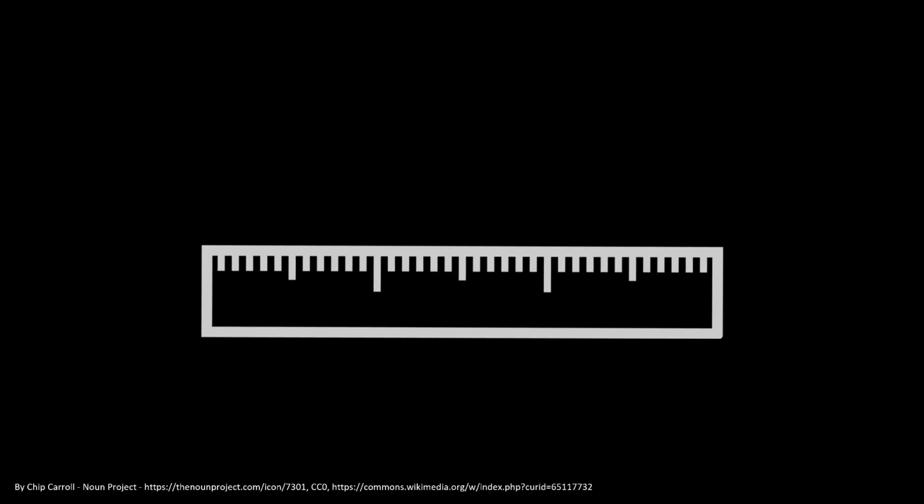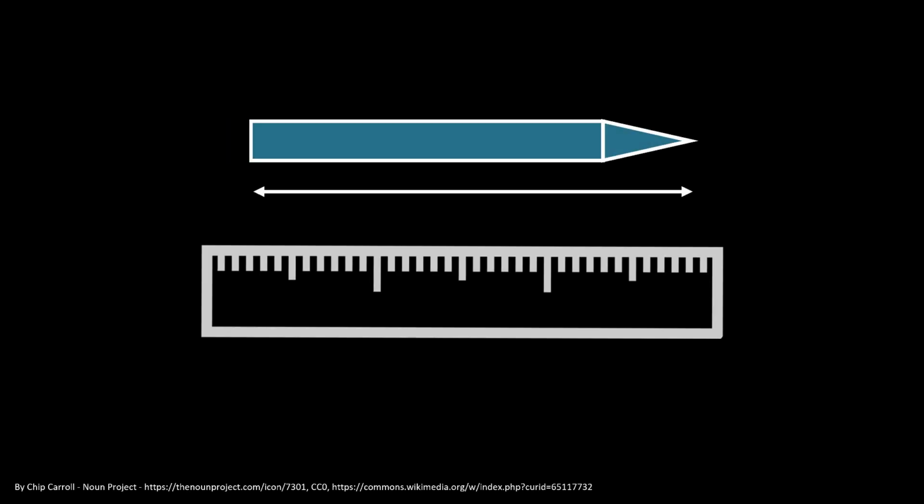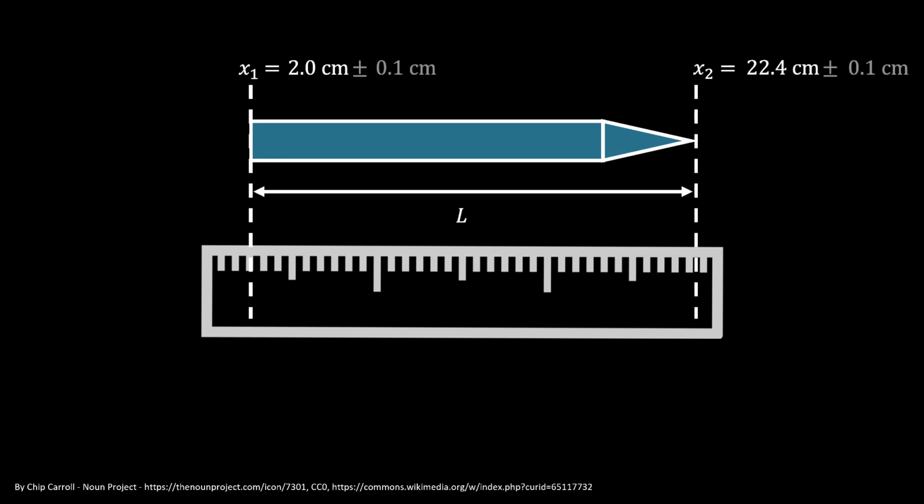Let us consider measuring the length of a pencil, denoted as L. To do this, we read the values of x1 and x2, which are values corresponding to the markings on a meter rule. Let's say the values are 2.0 cm and 22.4 cm, and the uncertainty in each reading is 0.1 cm. So we can write delta x1 equals 0.1 cm and delta x2 equals 0.1 cm.